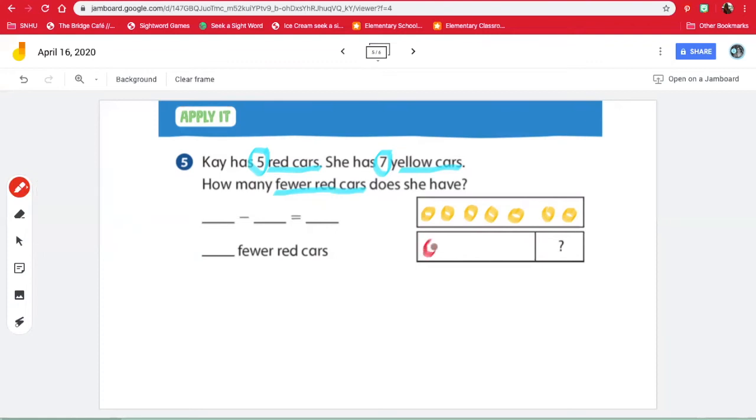Count with me. 1, 2, 3, 4, 5. So the equation that we need to solve is 7 take away 5, and how many are we left over with? That will give us the answer for how many fewer red cars. So to solve this, we can match our cars, and whatever is left over will be our answer. So we have 2 yellow cars left over, which means 7 take away 5 is 2. So we have 2 fewer red cars.